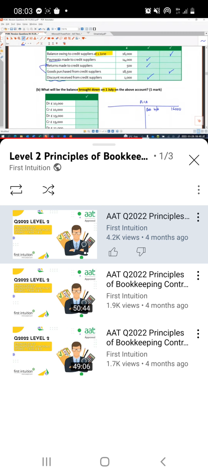I made some purchases. So I've got another credit of 18,500. So all of that increases what's owing. But then I made some payments of 14. I returned some goods that I didn't want to pay for of 500, and they gave me a discount, so I owed a little bit less of 1,000.